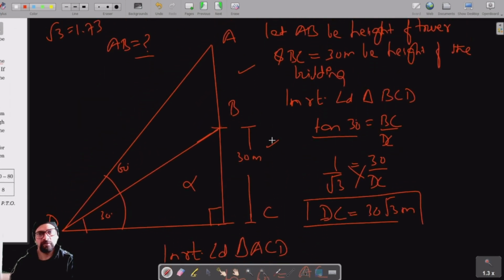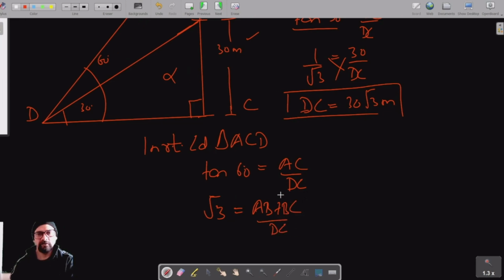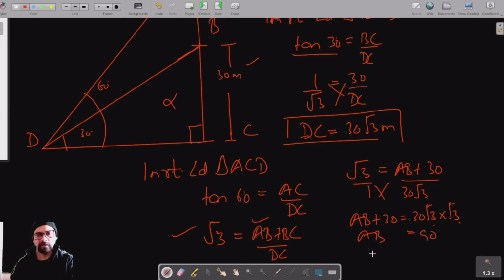AC can be broken into AB plus BC. So this is AB plus BC by DC. Now let's put in their values. Root 3 is equal to AB plus BC by DC, where BC is 30 and DC is 30 root 3. If we cross multiply this, AB plus 30 is equal to 30 root 3 into root 3. Root 3 into root 3 is 3, so this is 90. So AB is equal to 90 minus 30, which is equal to 60 meters.